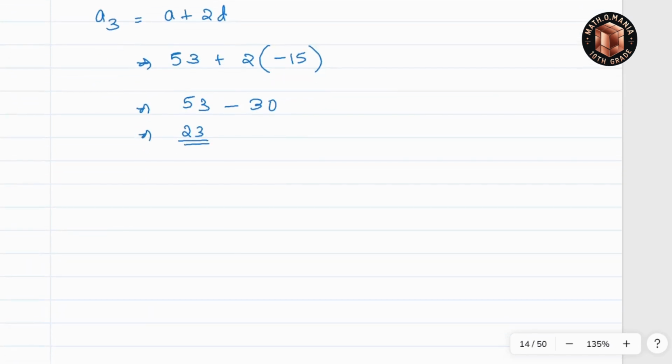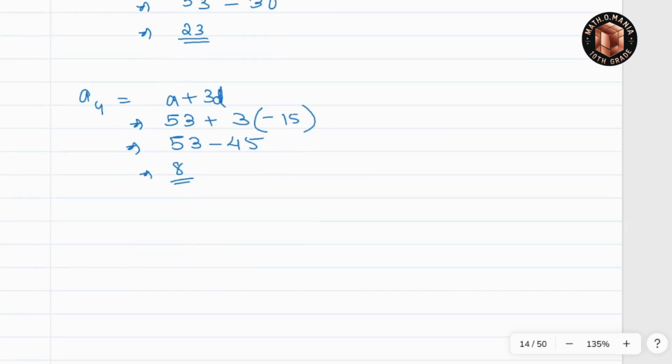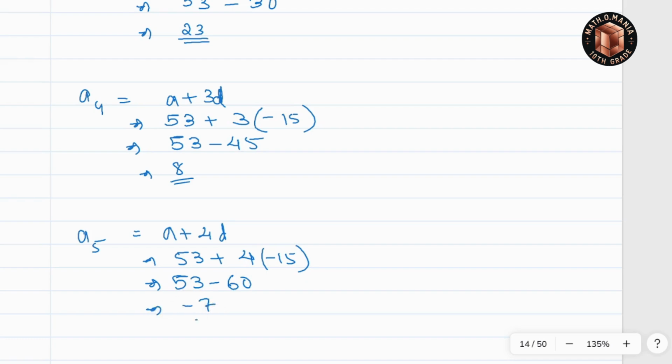Right? Now we can find the A4. A4 equal to A plus 3D. That is equal to how much? A equal to 53 plus 3 into, what is D here? D equal to minus 15. So here I can write it like 53 minus 45, which is equal to 8. Now I can do my A5. A5 equal to how much? A plus 4D, which is equal to 53 plus 4 into minus 15, which is equal to 53 minus 60, right? Therefore, which is equal to minus 7.